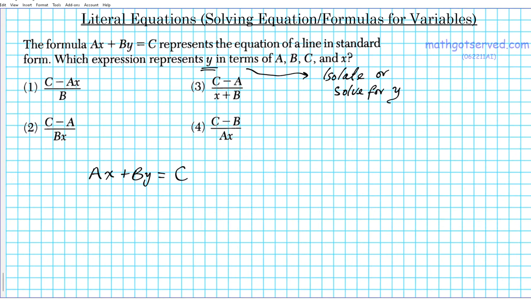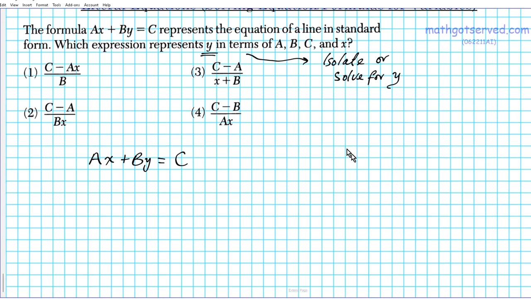The goal here is to solve for or isolate y, or express y in terms of a, b, c, and x. So we're going to subtract ax from both sides of the equation. Subtract ax. And when we do that, on the left side, we're going to be left with by. These ones add up to 0. by is equal to c minus ax.